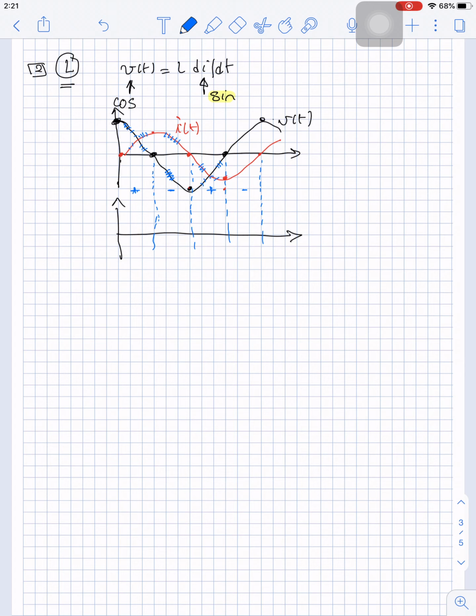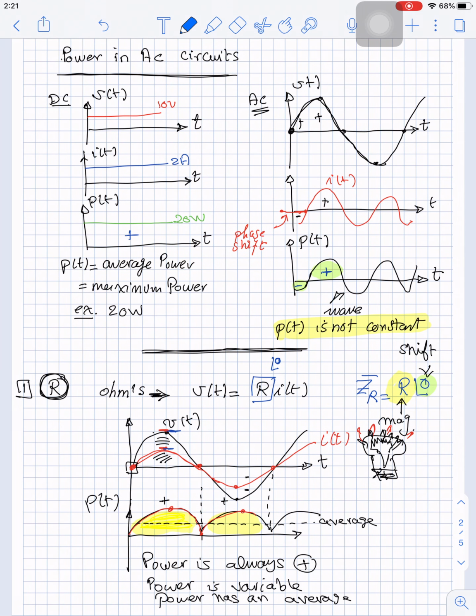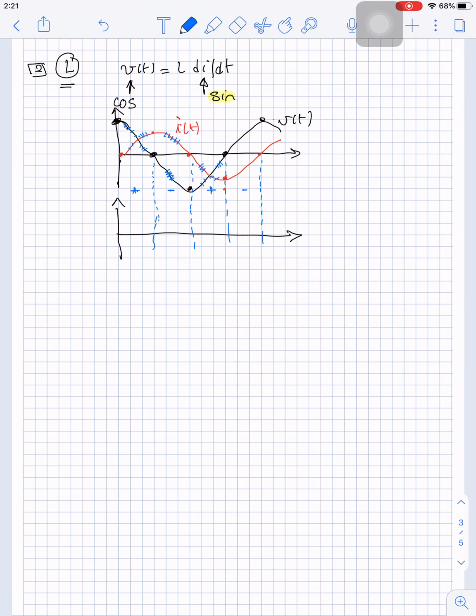So the power will be consumed, then supplied, then consumed, then supplied, then consumed, then supplied. It's different from the resistance. For the resistance, the power is always positive. But the power for an inductance is changing. So the inductance will store energy, supply energy, store energy, supply energy. Why will the inductance do this? Because the inductance is based on magnetic phenomena.